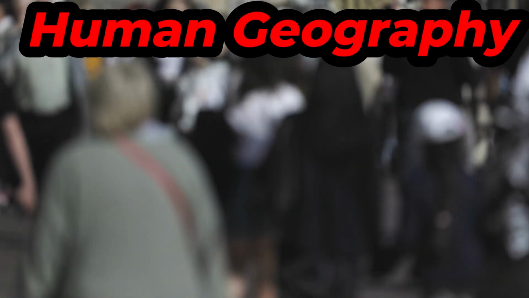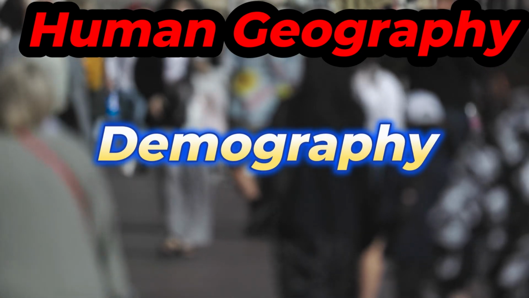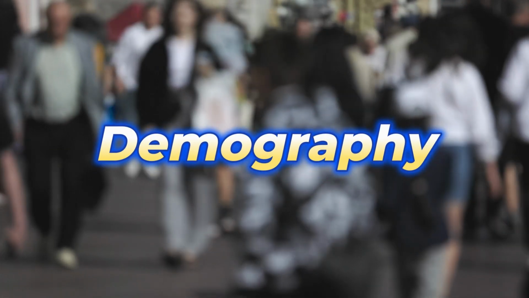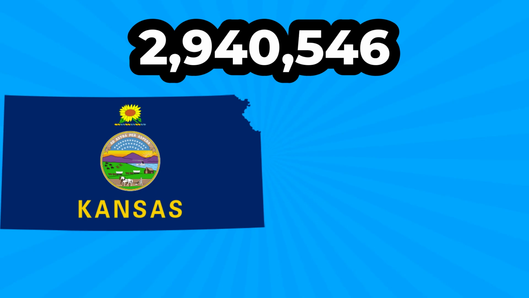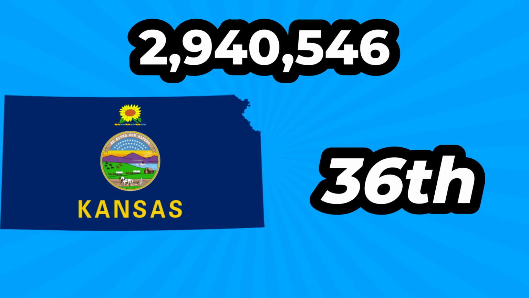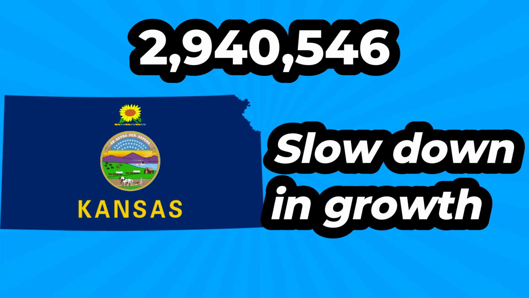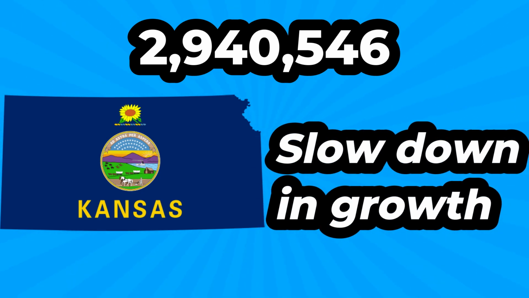On to human geography, let's start with demography. Kansas and Nebraska are large physically, but in terms of population, both are smaller than many Midwestern, Eastern, Southern, and Western states. Kansas has a current population of 2,940,546 people, ranked 36th. The state has grown considerably in the last few decades, but the growth has slowed down a bit in recent years.